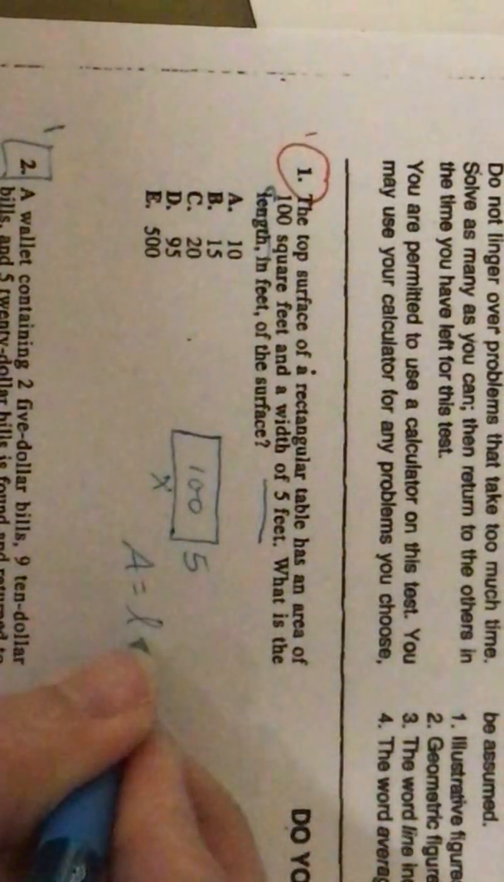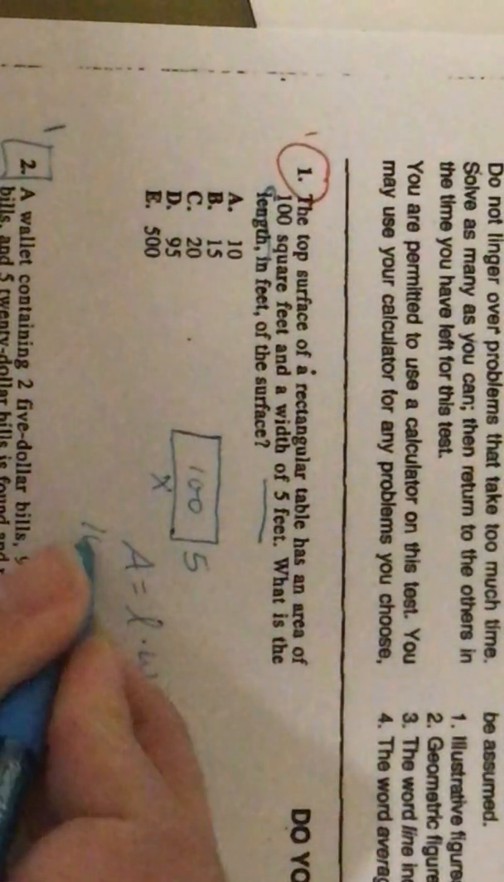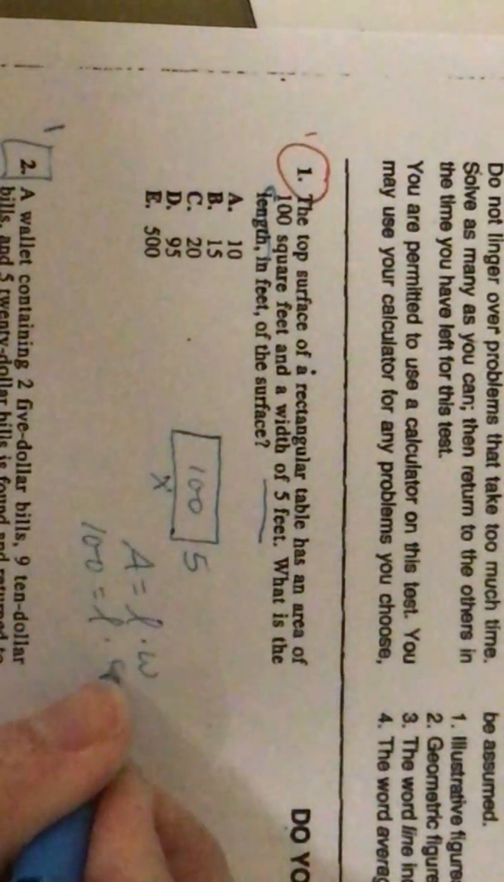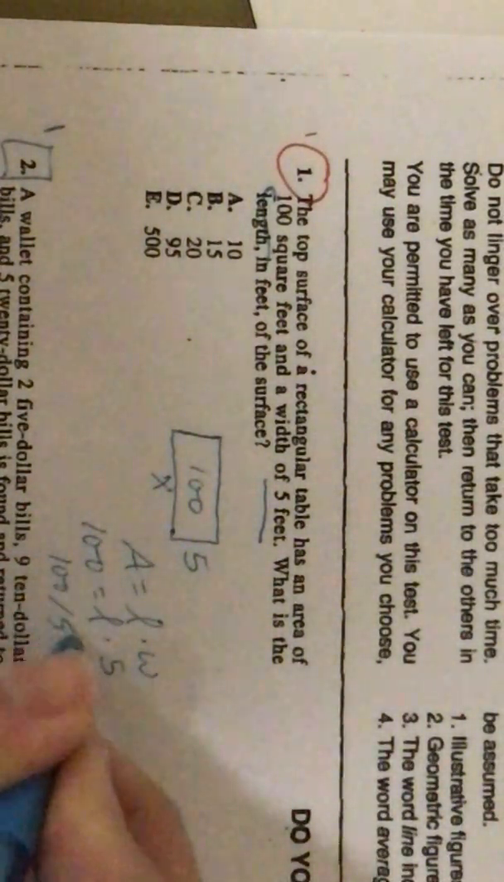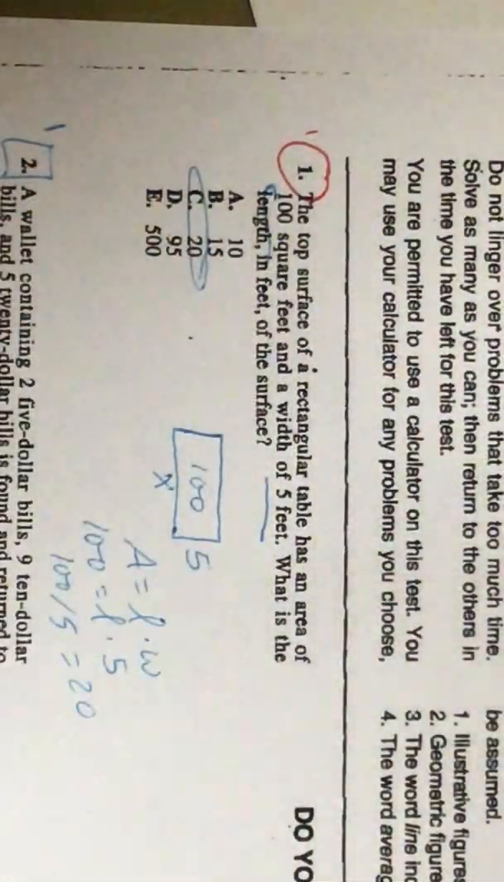Now remember, area is length times width. We know the area. We're looking for the length. And our width is 5, so we just need to divide. So 100 divided by 5 gives us 20. And we have our answer.